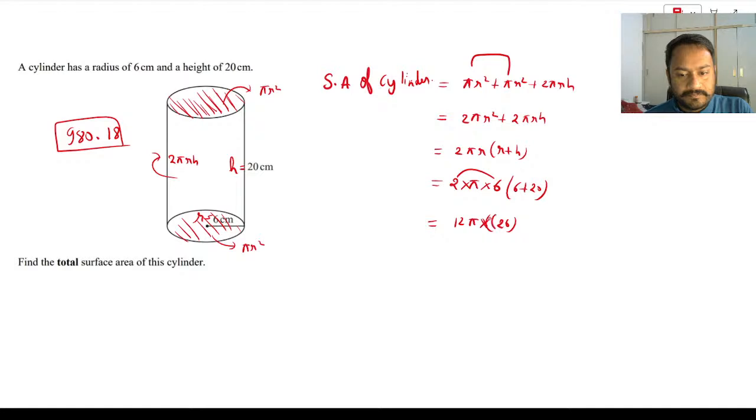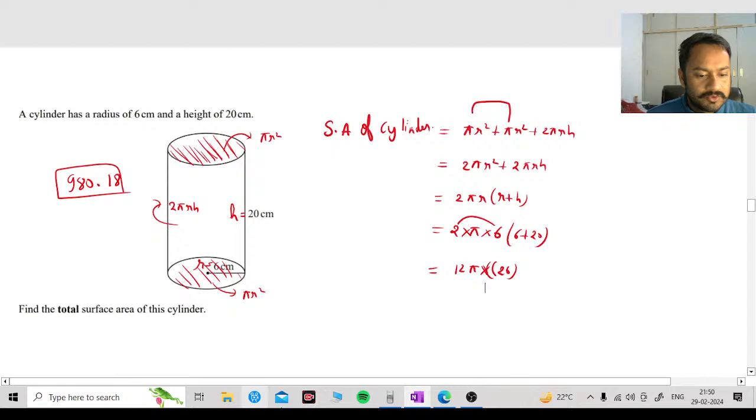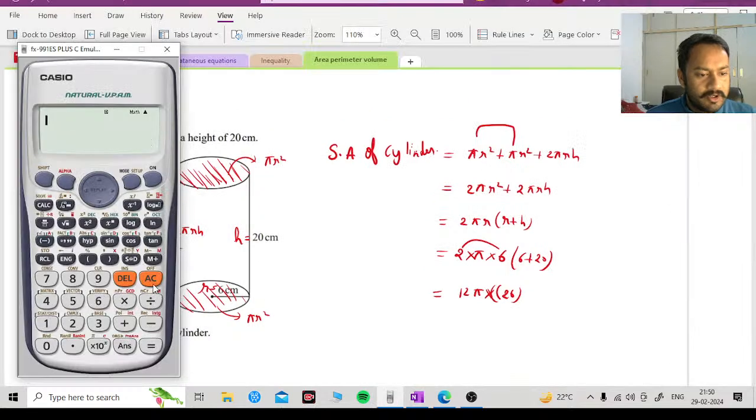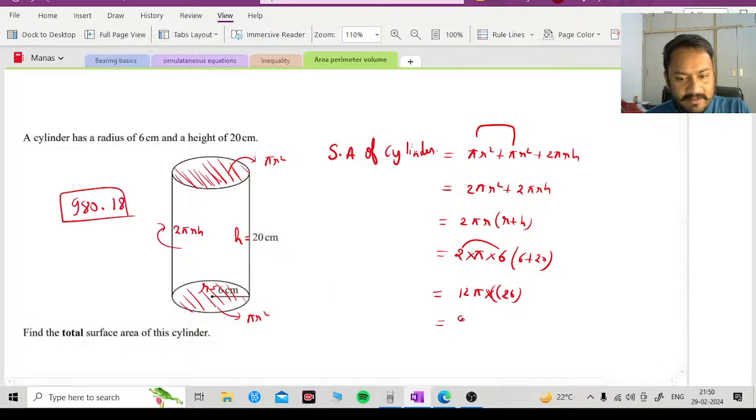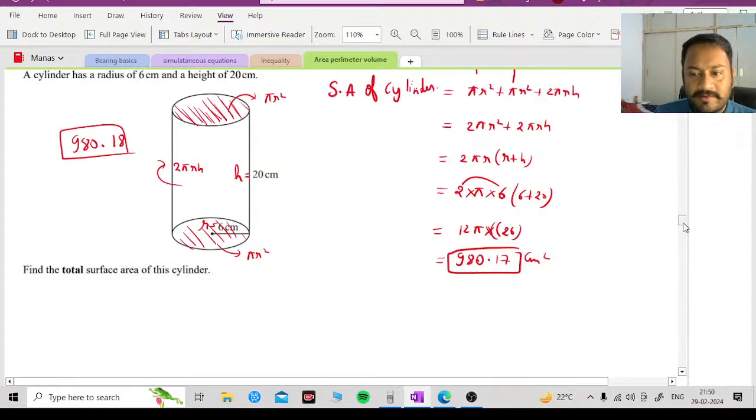Done. So I'll need a calculator now. Let's see if you got the right answer or not. So 12 pi, shift and then pi, and then multiply by 26. So 312 pi, that is 980.17. 980.17 is your answer. Absolutely correct, children, because you already tried this.